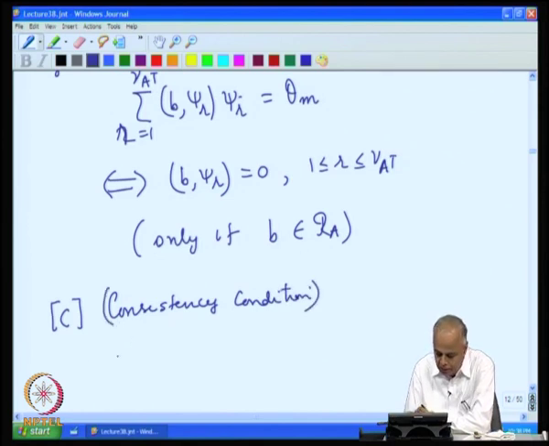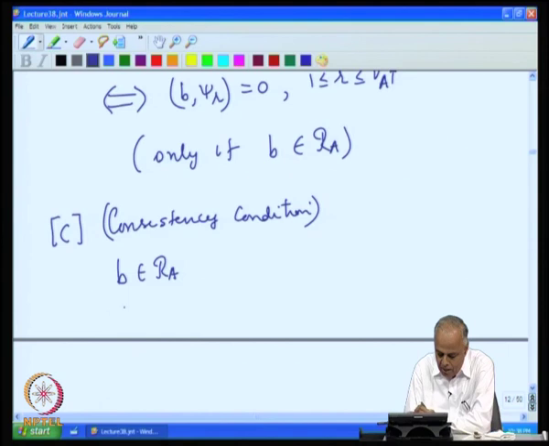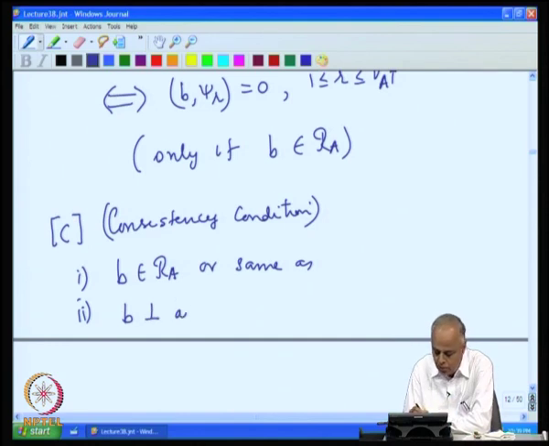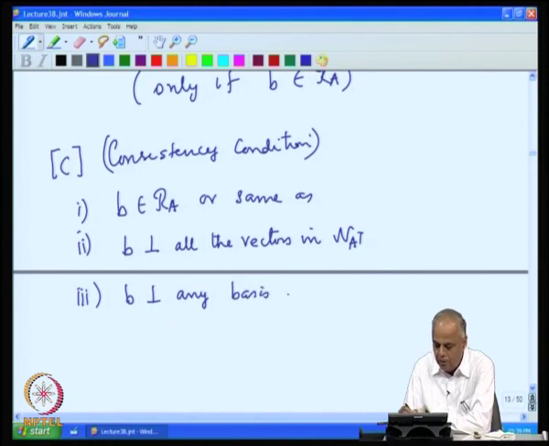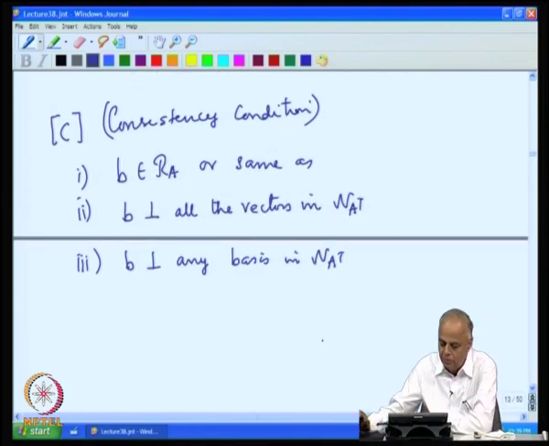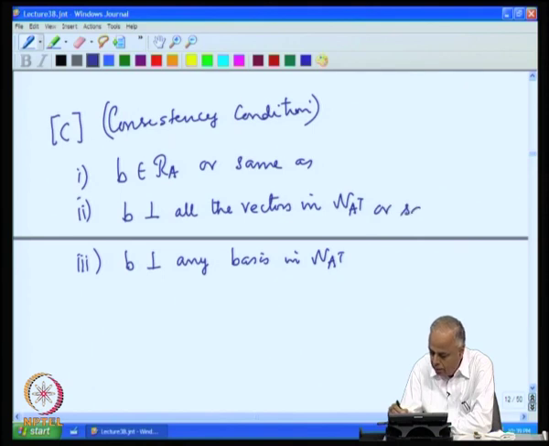So, various ways of stating that b must belong to the range of A are the same as: b must be perpendicular, orthogonal, to all the vectors in the null space of A transpose, which we can also state as b must be perpendicular to any basis vector in N(A transpose), that is, to all the vectors in any basis.